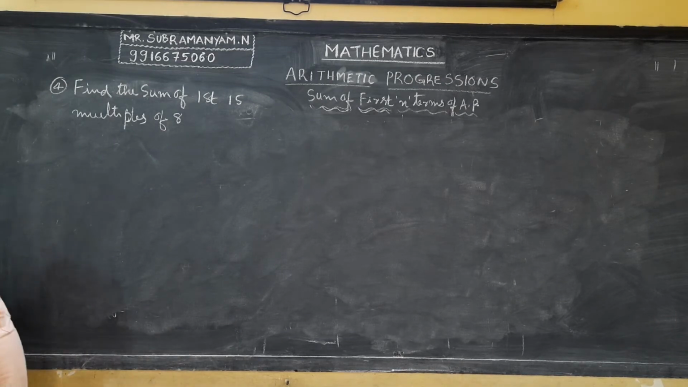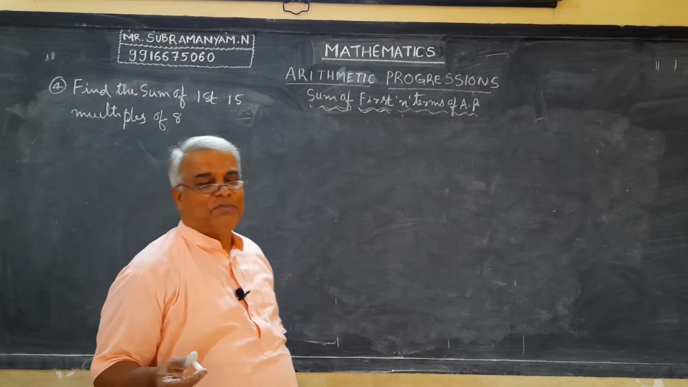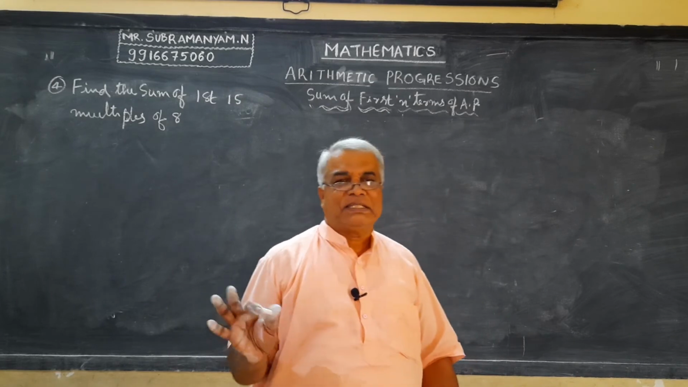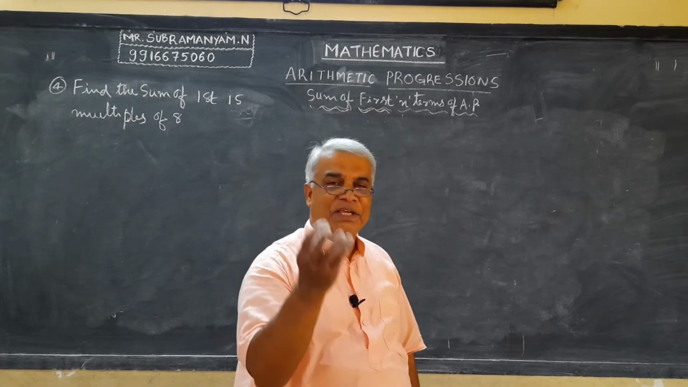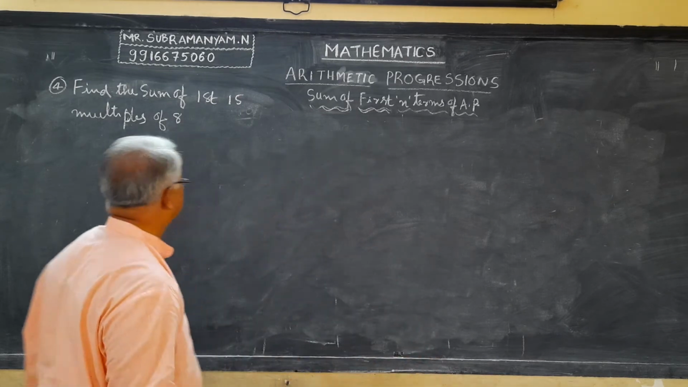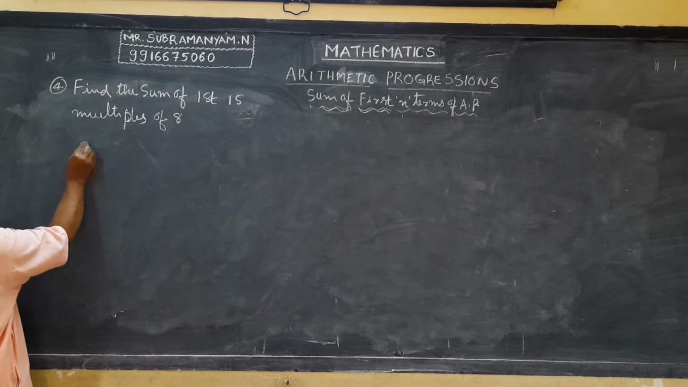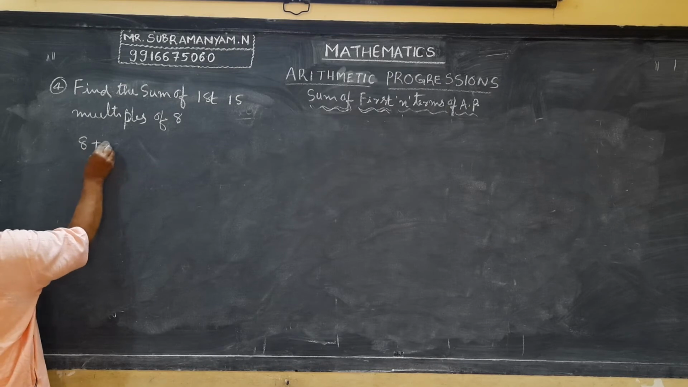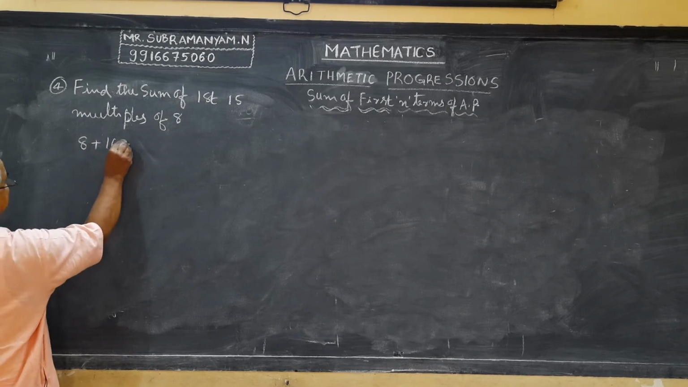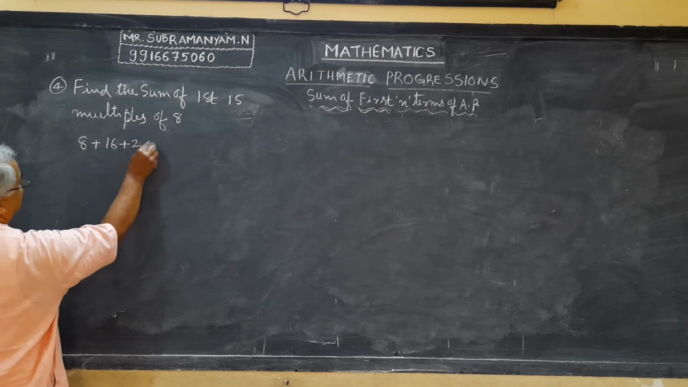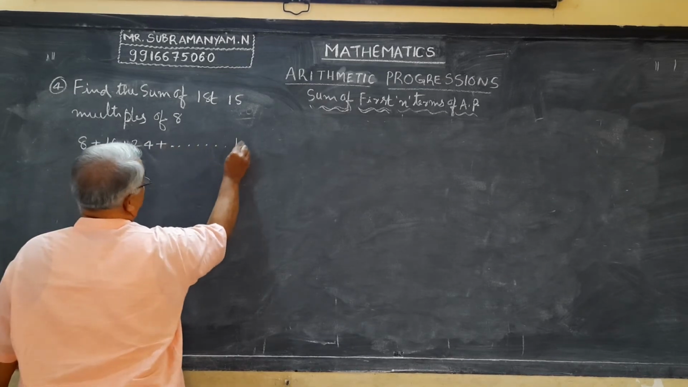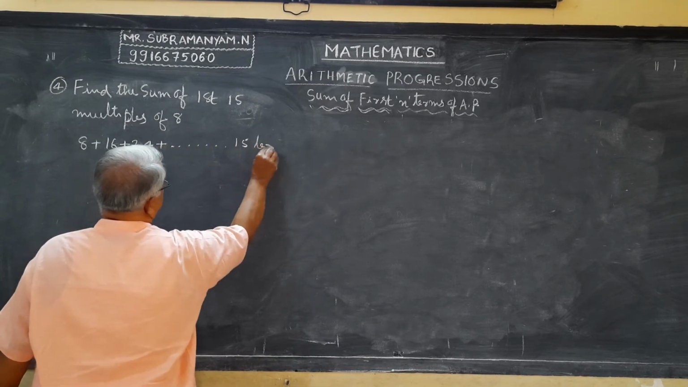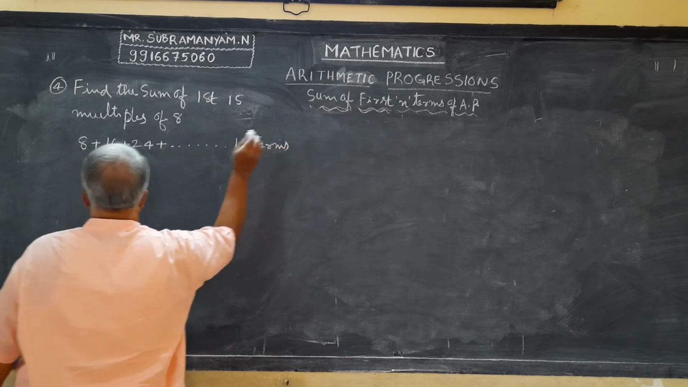This is nothing but what we have been learning from lower classes, multiples of 8. If I tell you table 8, immediately you will tell. Same thing, it is table 8 only. 8, 8 twos are 16, 8 threes are 24, etc. How many? 15 terms. Let us solve.